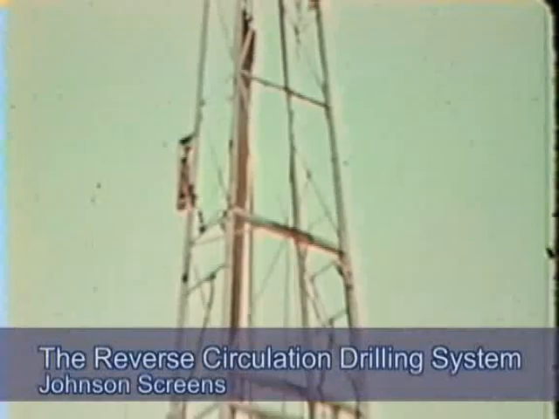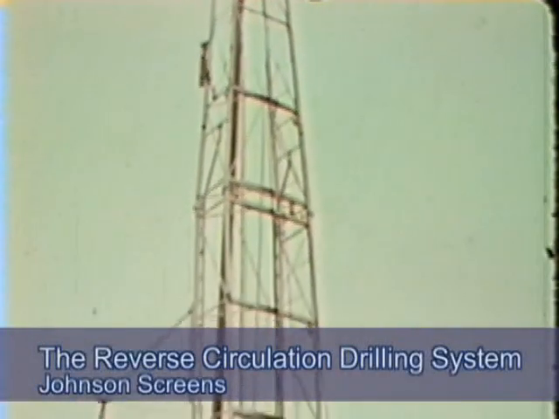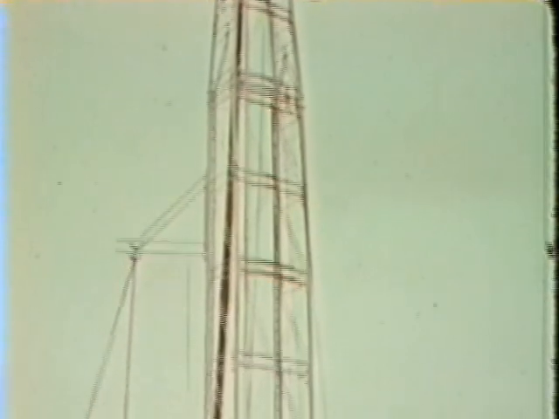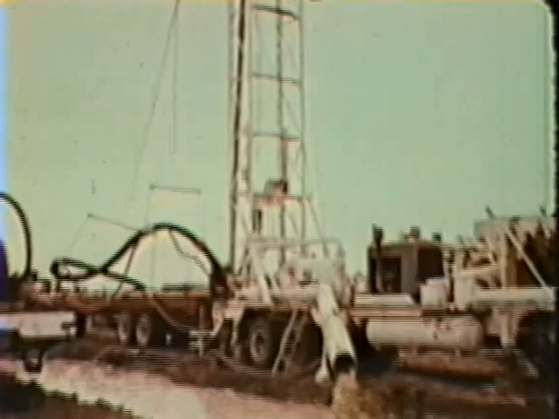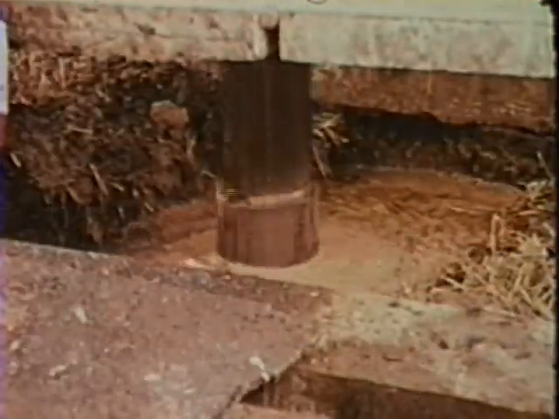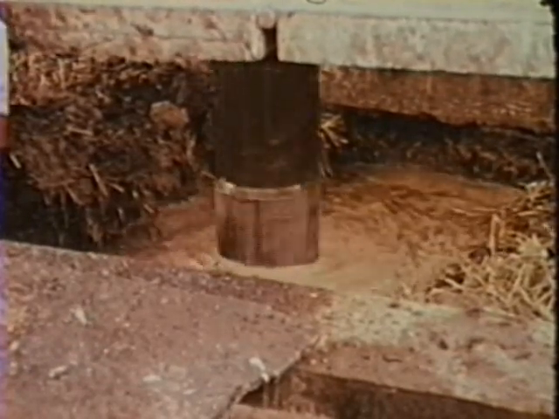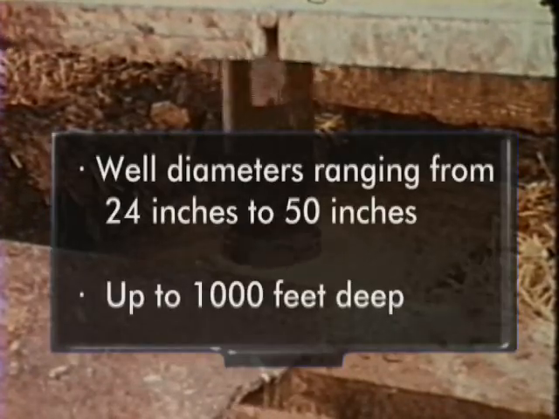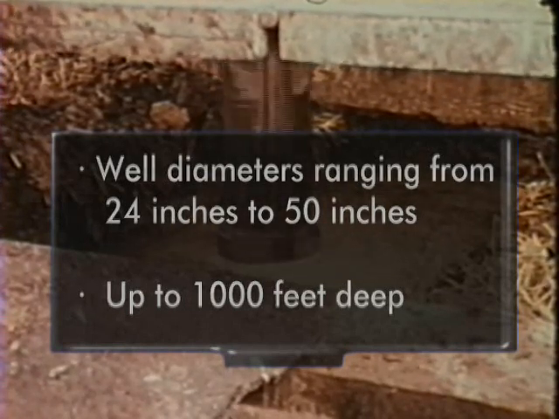The reverse circulation drilling system is quite unlike any of the other systems profiled, in that it is a very large rig, requiring a big footprint for both the rig itself as well as the machine-dug settling pit. These rigs are primarily associated with drilling large diameter wells in unconsolidated material, ranging from 24 inches to 50 inches in diameter and up to 1,000 feet deep.